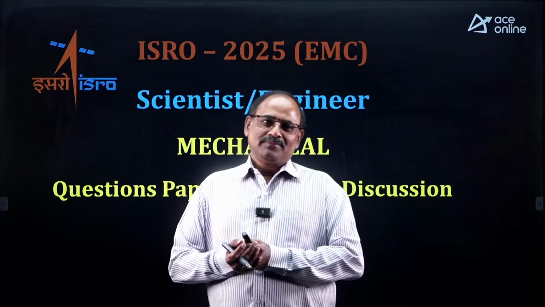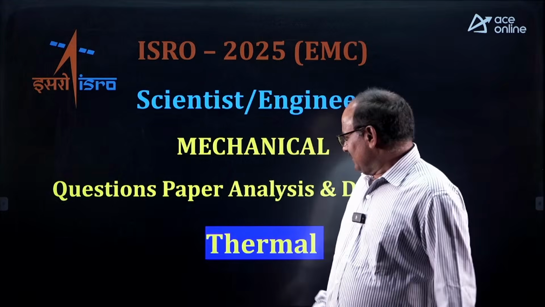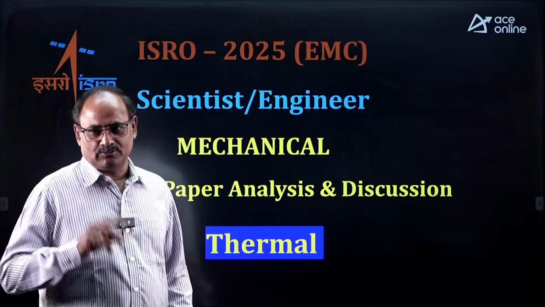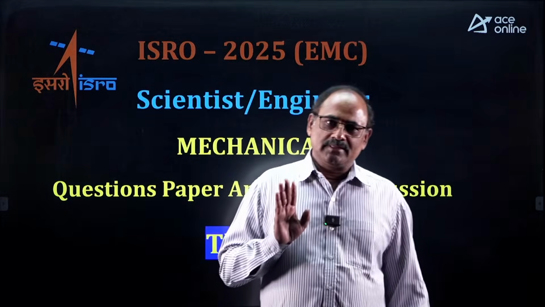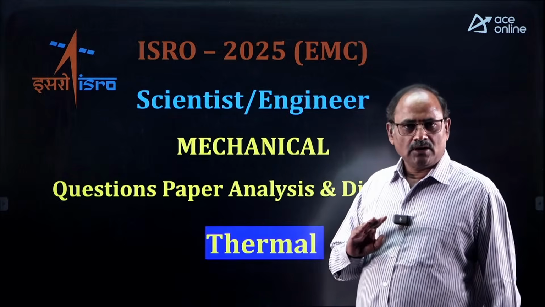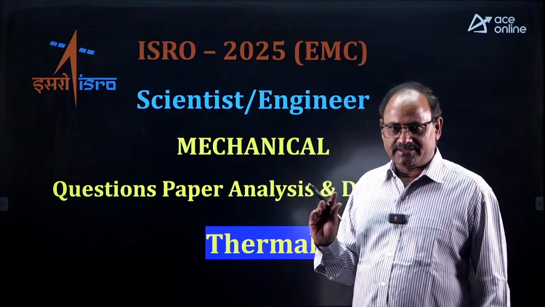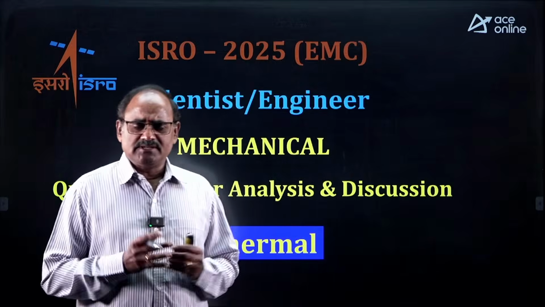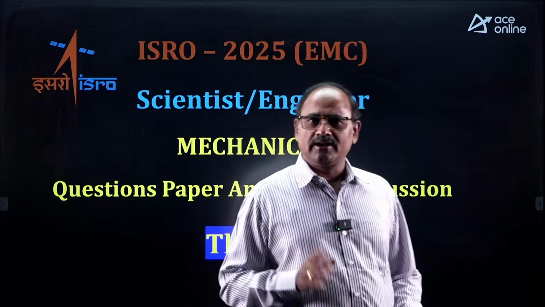Hello dear students, welcome to the IS online platform thermal part. Today's exam thermal part is covering 9 questions. Out of 9 questions, 7 are from thermodynamics, only 2 are from jet propulsion system. No question from either IC engines or refrigeration and air conditioning systems. Out of 9 questions, almost all questions are easy only. 2 are theoretical questions, 7 are numerical type questions.